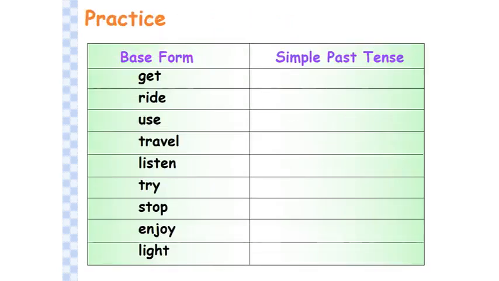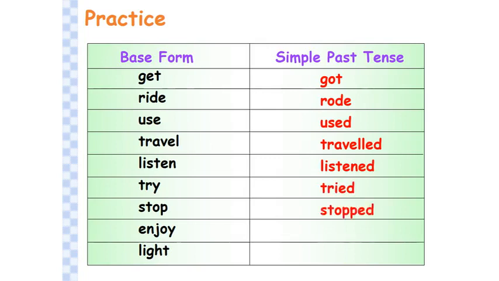Let's practice certain base forms and simple past tense of the base forms. Get, got, ride, rode, use, used, travel, traveled, listen, listened, try, tried, stop, stopped, enjoy, enjoyed, light, lit.